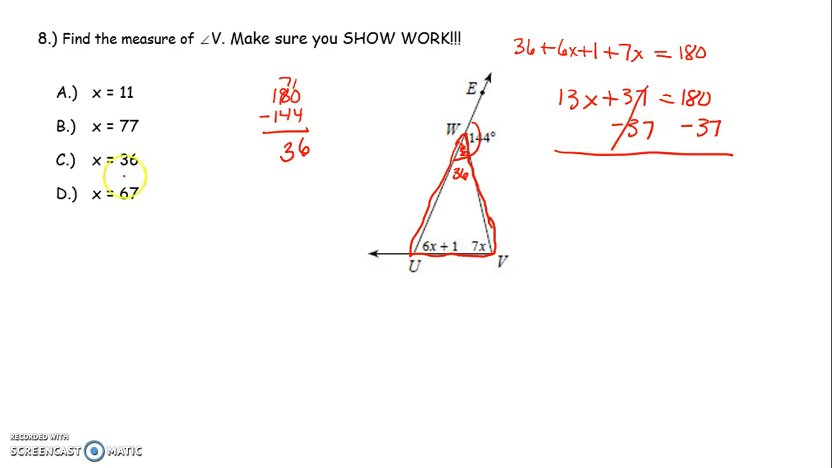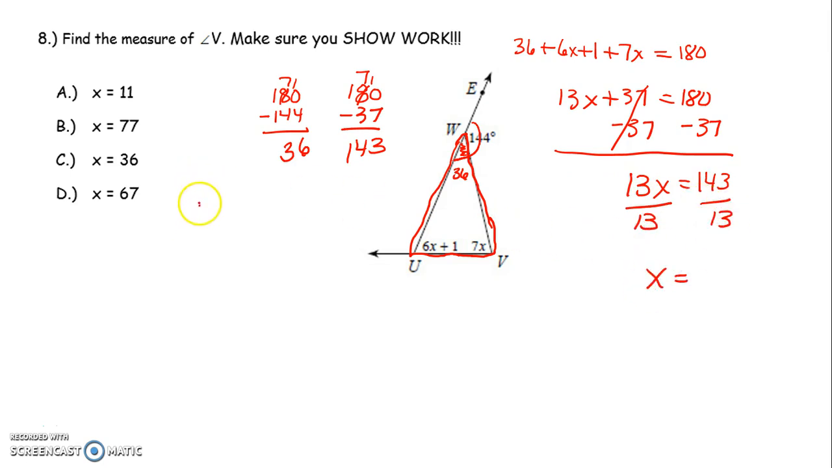Subtract 37 on both sides. 180 minus 37. 10 minus 7 is 3. That's a 7. 7 minus 3 is 4, 143. So 13x equals 143. 13 times 10 would be 130, so I bet you this must be 13 times 11. If I divide both sides by 13, I guarantee you x is 11.